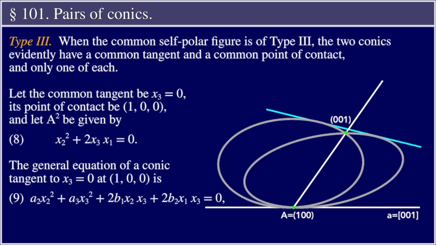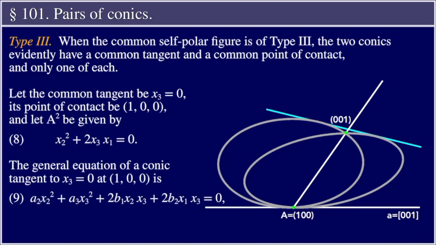Type 3. When the common self-polar figure is of type 3, the two conics evidently have a common tangent and a common point of contact, and only one of each. Let the common tangent be x3 equals 0, its point of contact be 1, 0, 0, and let A squared be given by equation 8, x2 squared plus 2 x3 x1 equals 0.